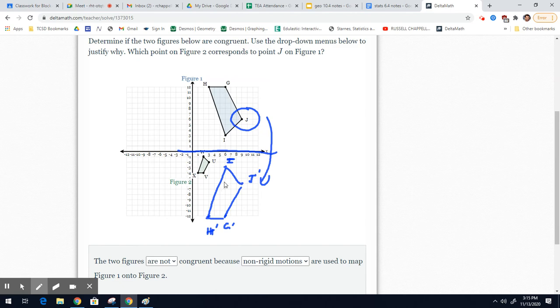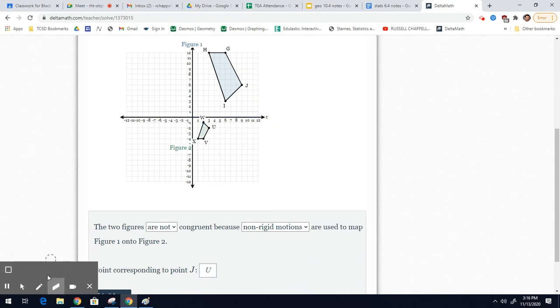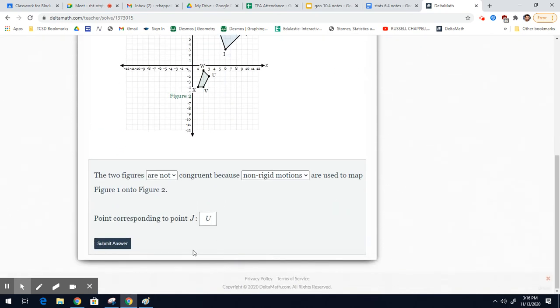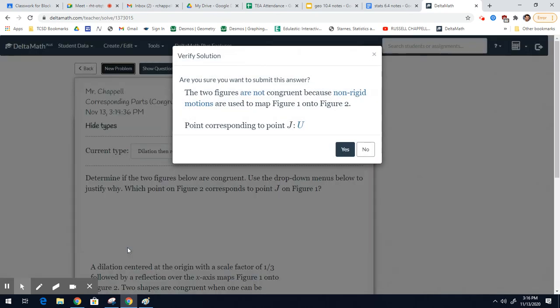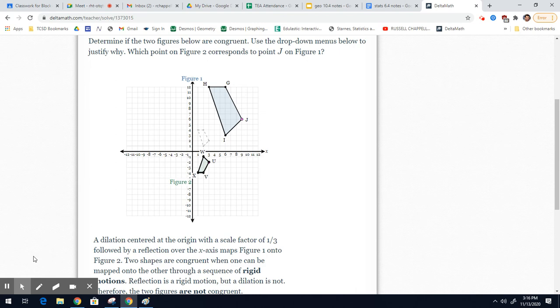So then it looks like I would just dilate now, right? And that means that J, which is now here, would correspond to U because they're in the same position in their figures. So I think it's going to be U. Get rid of my pieces and parts here. Let's try it out. Yes, very good. So despite them not being congruent, you still have corresponding parts. All right, last problem coming here.